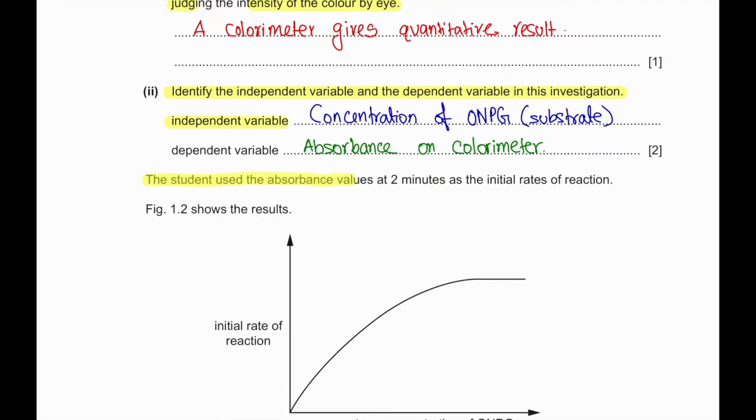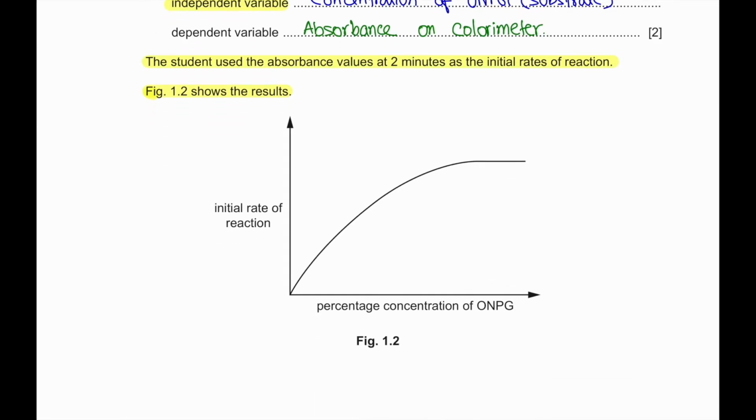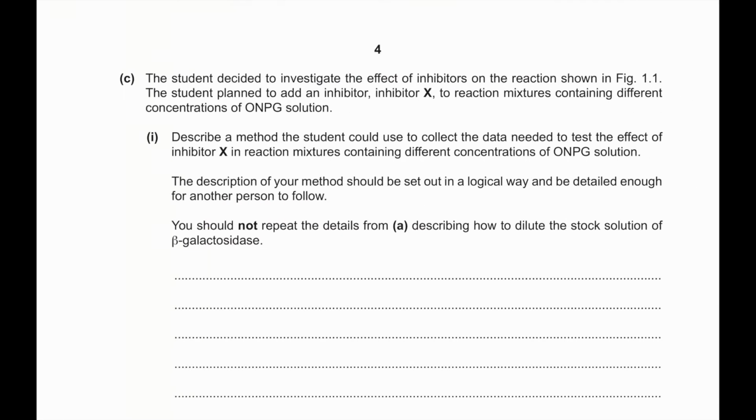The student used the absorbance values at 2 minutes as the initial rates of reaction. Figure 1.2 shows the result: initial rate of reaction against percentage concentration of ONPG. We can see as the percentage concentration of ONPG increases, the initial rate of the reaction increases, but at a certain level of ONPG, the initial rate of reaction is no longer increasing. That means substrate concentration at this particular point is no longer the limiting factor.